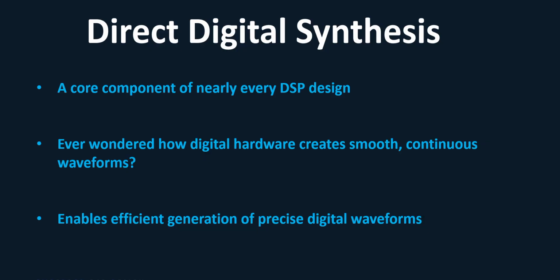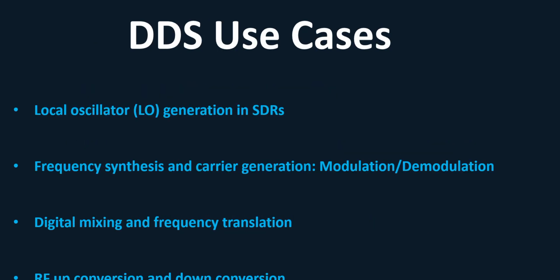The DDS is used in pretty much all kinds of DSP designs: modulation, demodulation, up conversion, down conversion, frequency shifting, and frequency mixing as well. It is equivalent to a local oscillator in the analog world. In the analog world, we use a local oscillator for radio tuning, for modulation, and demodulation, and in the digital world, we use DDS.